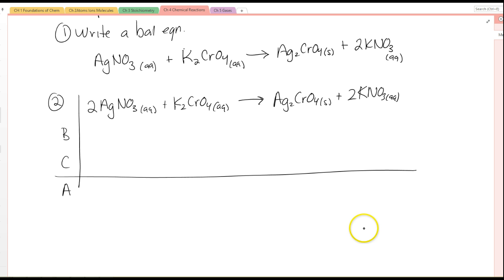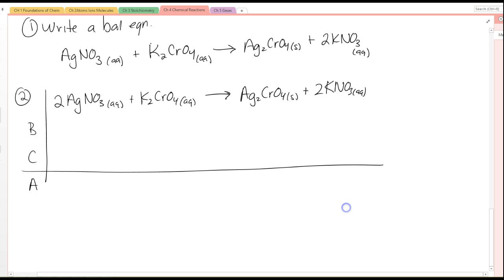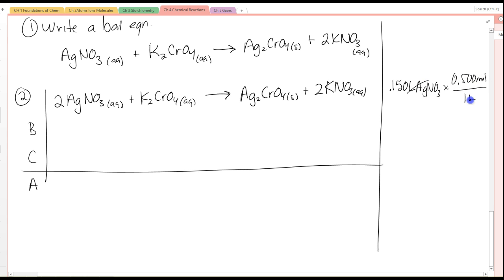So let's use the information that we have here. I'll move this over just a little bit. We know that we have 150 milliliters, which is 0.150 liters of silver nitrate. I need to get that to moles. Well, the concentration of silver nitrate will help me do that. So I will take that concentration, 0.500 moles per 1 liter, and my liters cancel. And I know that I have 0.075 moles of silver nitrate. And that goes in right over here, 0.075 moles.